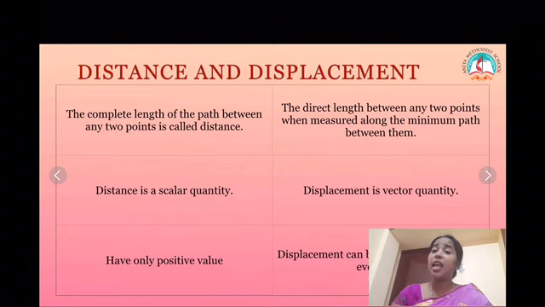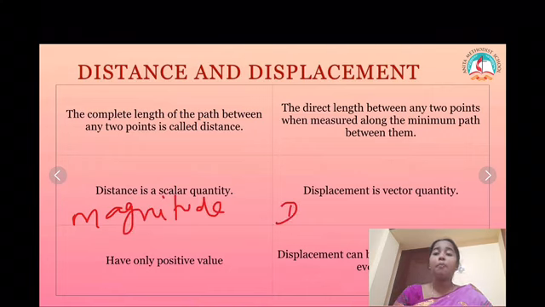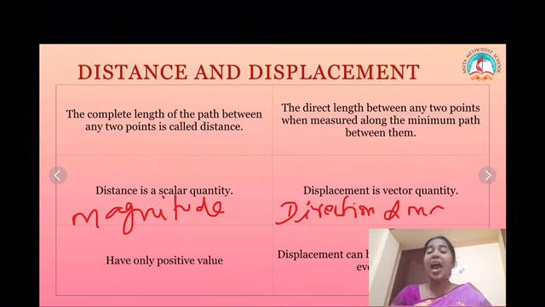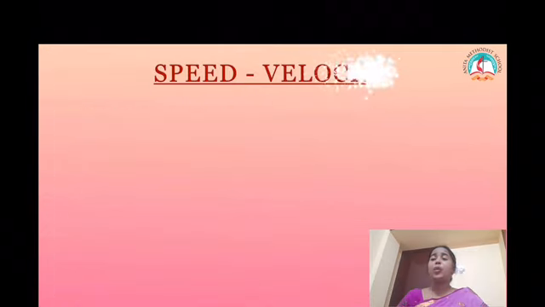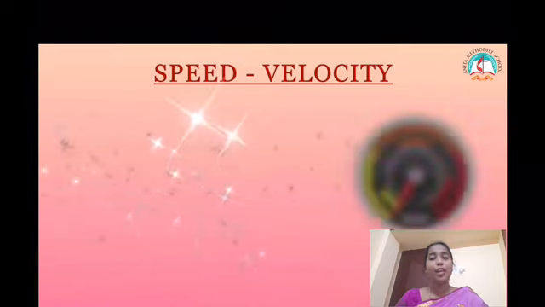Distance is a scalar quantity. Displacement is a vector quantity. Scalar means it depends only on magnitude. Vector means it depends on magnitude and direction. Distance will always show a positive value. Displacement will show negative, positive and even 0. Both distance and displacement have the same unit. The unit is meter. Next we are going to see speed and velocity.